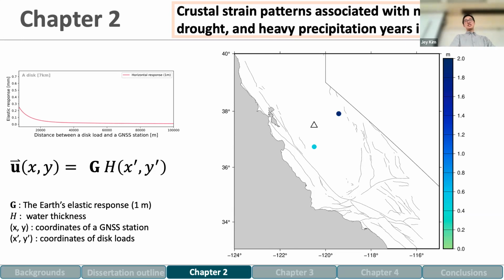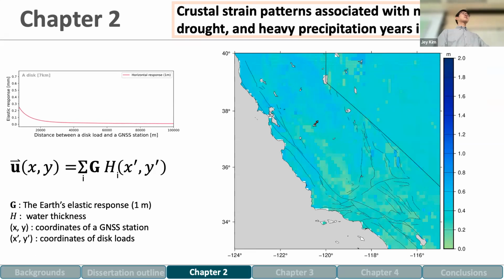And as I told you, it's a linear system. So if you have more than one water loading disk, then you just have individual responses and take the summation. That's going to be the final horizontal response. You have 3 loading sources and you just add them all. And if you have continuous surface water across the region, then you just take the integral with respect to area.